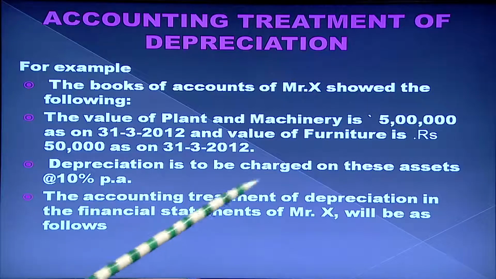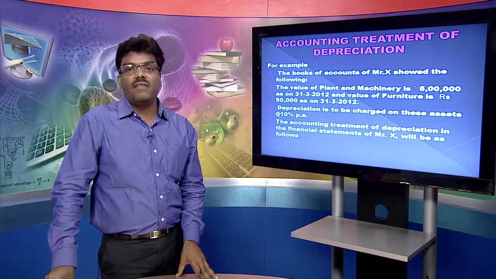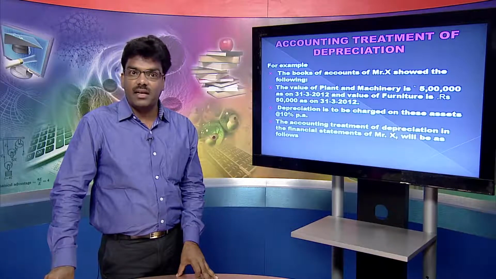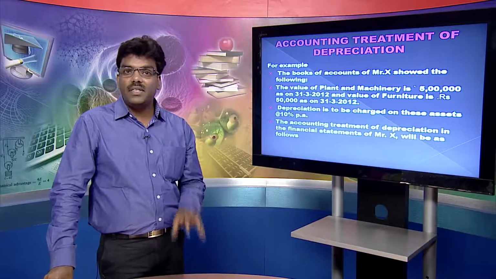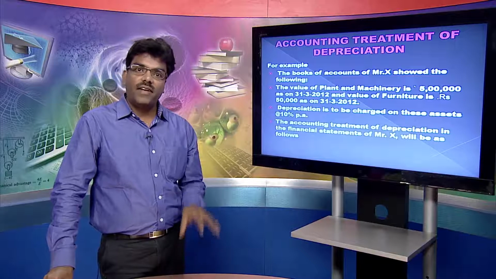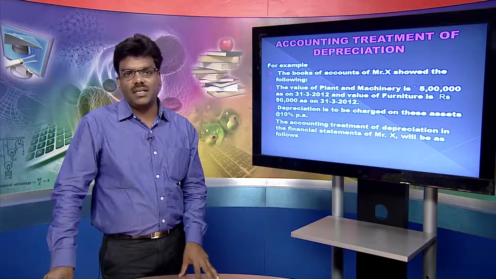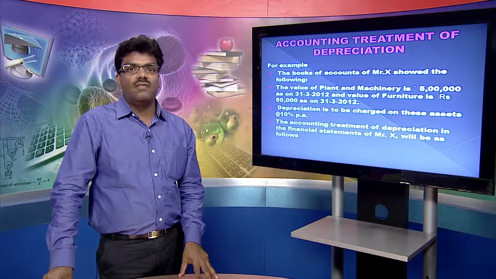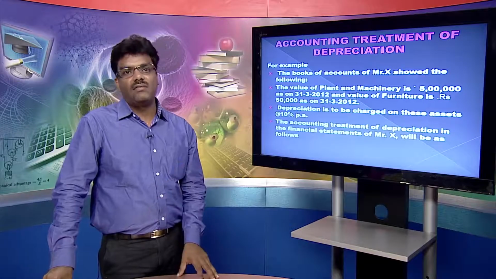The accounting treatment of depreciation in the financial statement of Mr. X. So, first you have to calculate the amount of depreciation. If the value of plant and machinery is rupees 5 lakh and rate of depreciation is 10% per annum, that means the depreciation on plant and machinery is rupees 50,000. Similarly, the value of furniture is rupees 50,000 and the rate of depreciation is 10%. That means the depreciation value of furniture is 50,000 into 10%, 5,000.